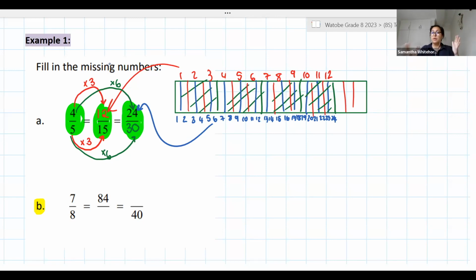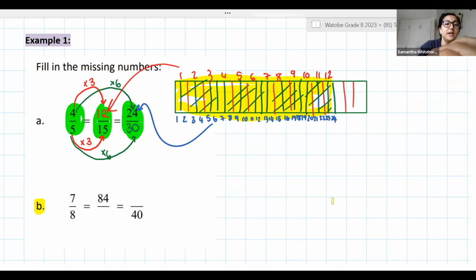So all of them represent exactly the same parts of the whole. As you can see here, my shading didn't change. I'm still talking about the same amount of my rectangle. I can just represent that portion of my rectangle using different fractions.